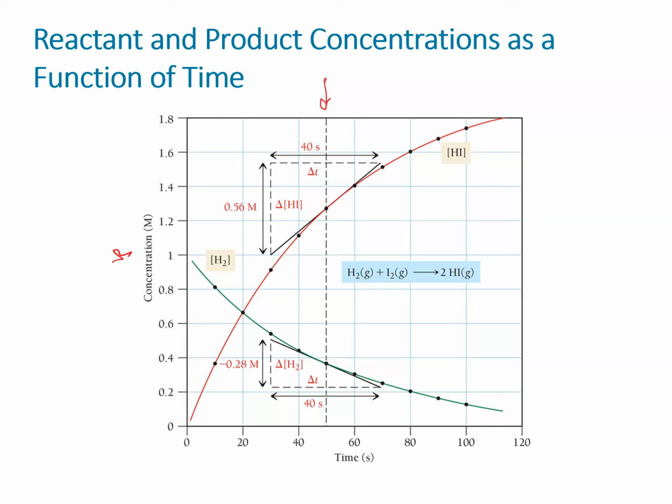And if we look at the instantaneous rate at that point, or we could call it the average rate over a 40-second period, you see that 0.56 moles per liter of hydrogen iodide gas have been produced, versus losing 0.28 moles per liter of the hydrogen gas. And that is exactly twice, in terms of absolute values.